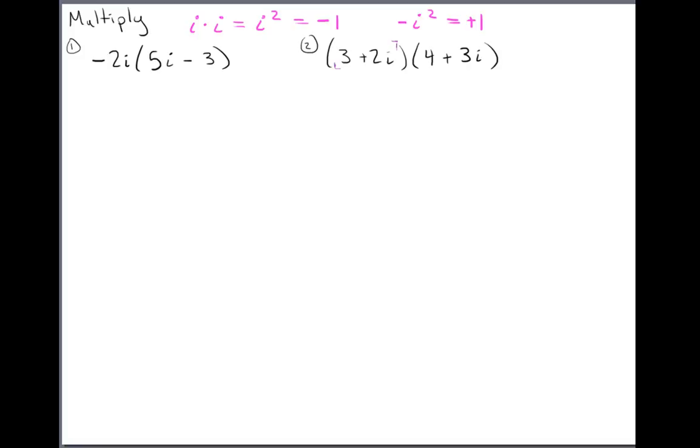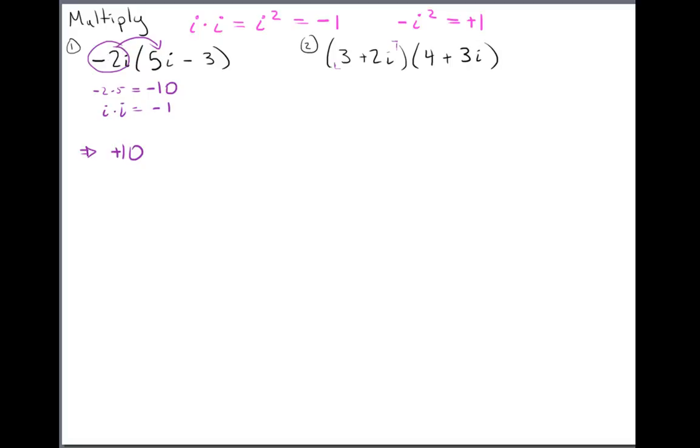Let's take a look at this first problem, -2i times the quantity 5i minus 3. I'm going to distribute, so we're going to start with -2i times 5i. That's -2 times 5, that's -10. And then we're going to multiply that by i times i, which is a -1. So this gets me to -10 times -1, a +10.